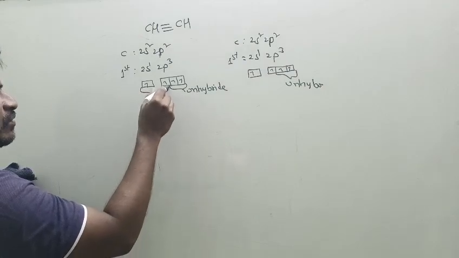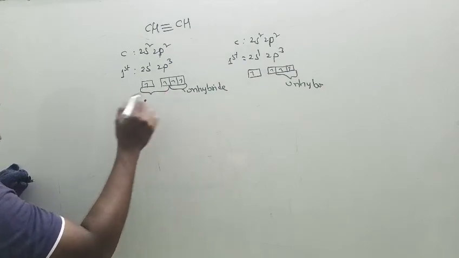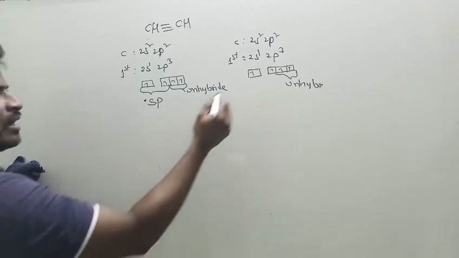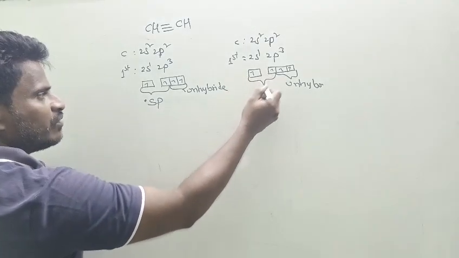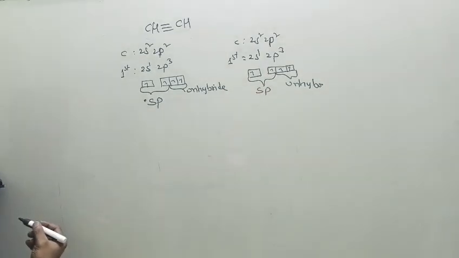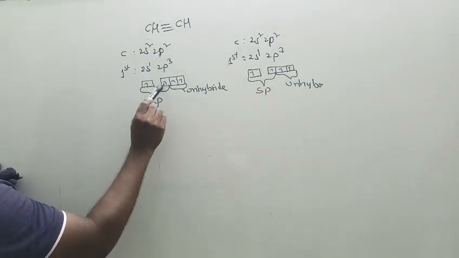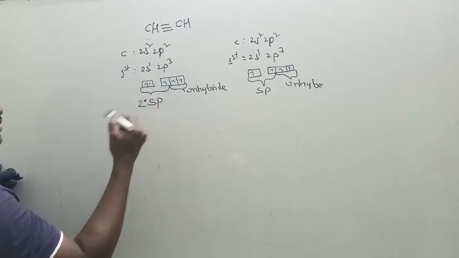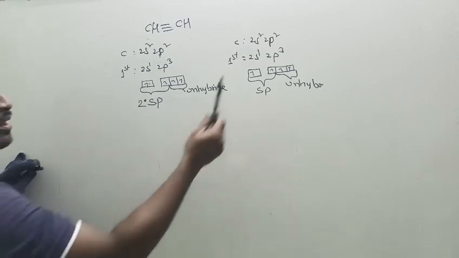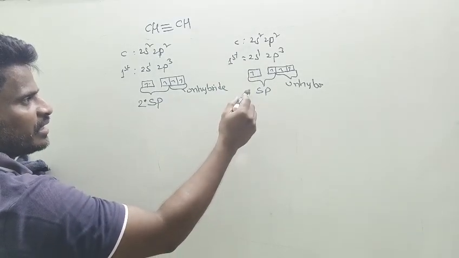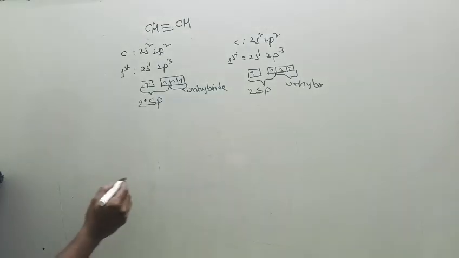One s and one p orbital on intermixing give sp hybridization, and here also one s and one p orbital on intermixing give sp hybridization. The number of atomic orbitals intermixing in this carbon is 2, so it gives 2 sp hybrid orbitals. And in this carbon also 2 atomic orbitals are intermixing, giving 2 sp hybrid orbitals.